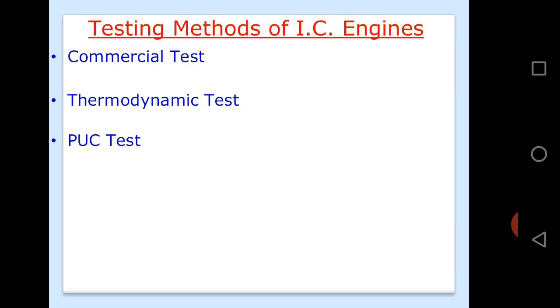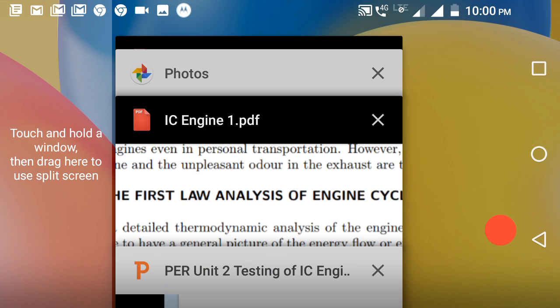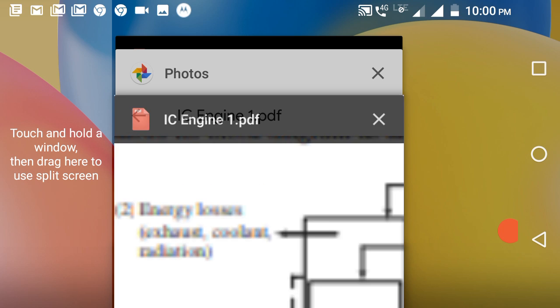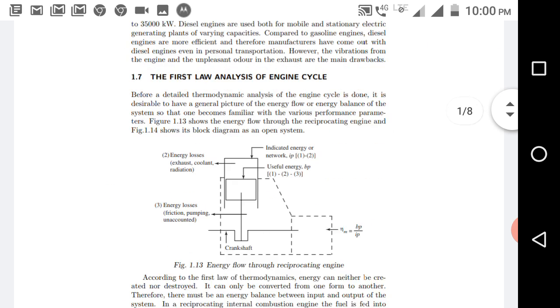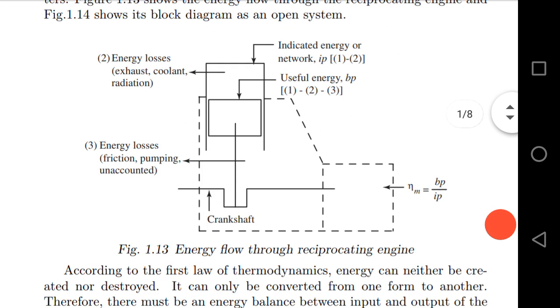So now these are the theoretical parts we have discussed. Now we have to understand how we can find out the indicated power, what is the indicated power, what is the brake power, and what is the frictional power. So that we have to understand. Just refer to this diagram. Here you can see the block diagram of IC engine.